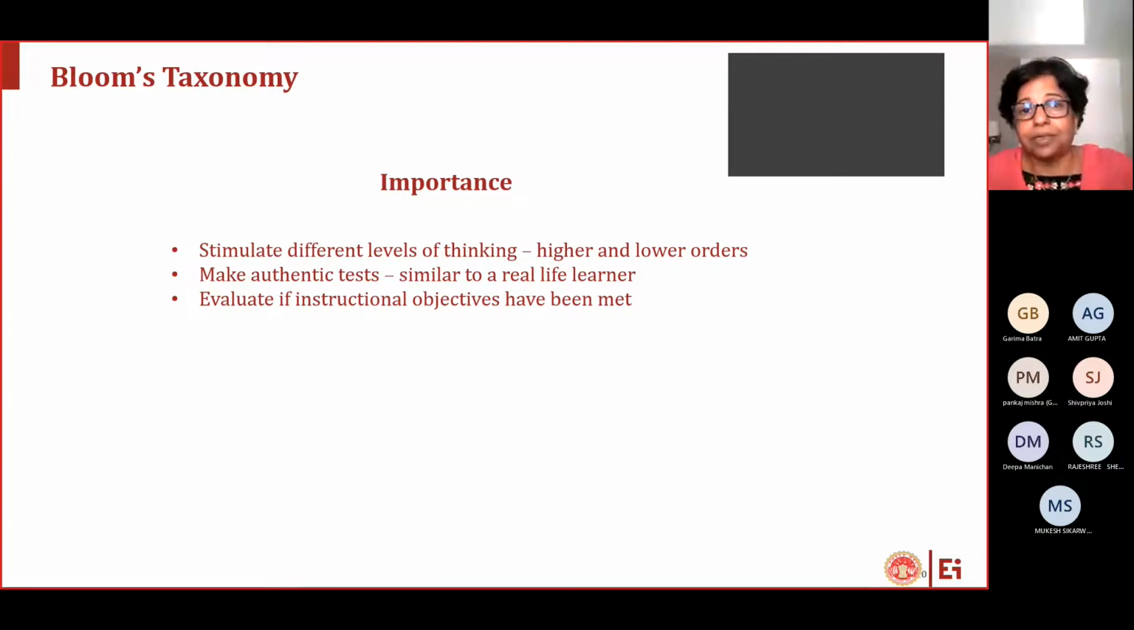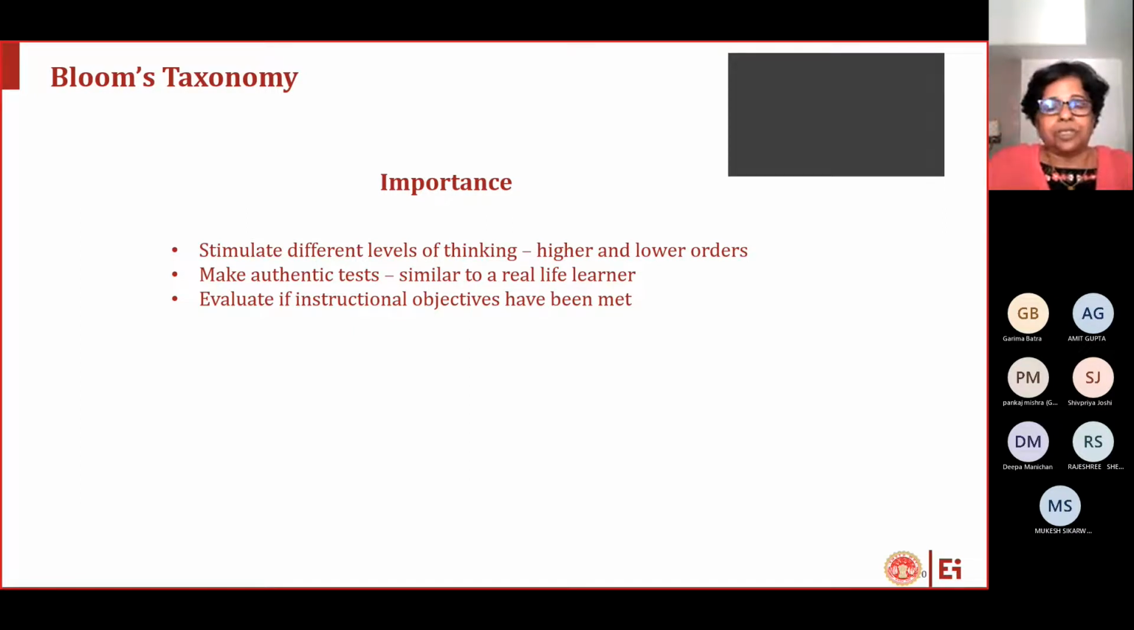Okay, so first is to stimulate the kind of thinking we want them to have, second is to make the test itself more authentic, and third is to evaluate for your own teaching purposes if your instructional objectives have been met. Suppose you teach them a lesson on character analysis, or how to use past tense. You have a unit. You will not be teaching them only how to apply. You will also teach them how to understand the importance of these concepts in real life. So your instructional objectives themselves will be on different levels.